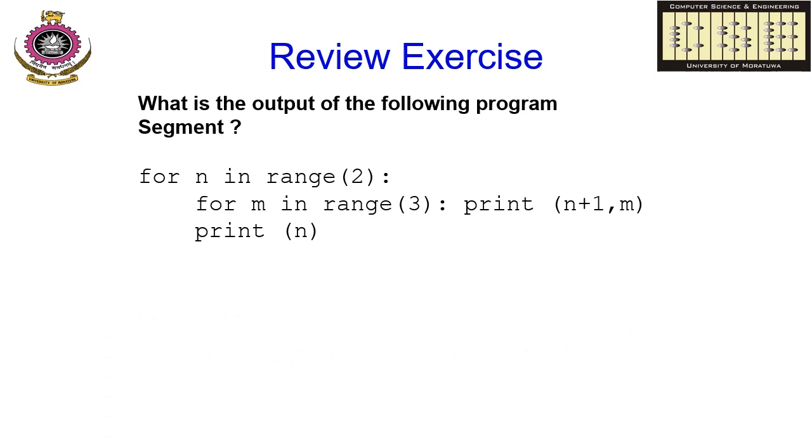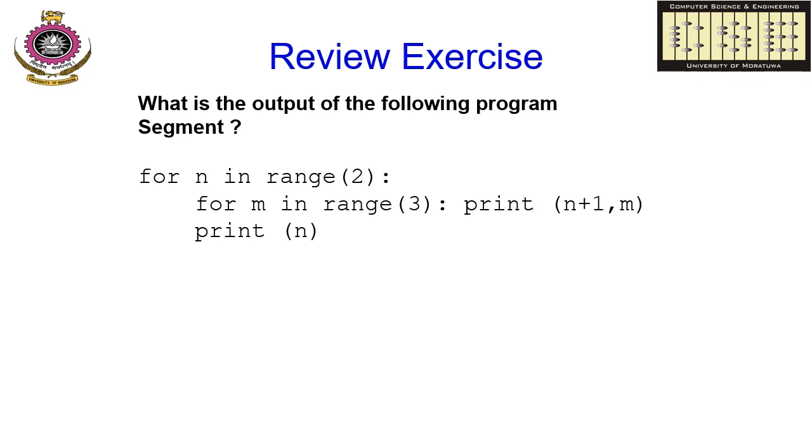Okay, so here is the review exercise. You are given a program which has nested for loops. That's an outer for loop and an inner for loop. You are expected to visualize what will be the output of this program. Before you try to run this program, please see whether you can write down the output. That way you can confirm that you understand this code and in what sequence it executes.